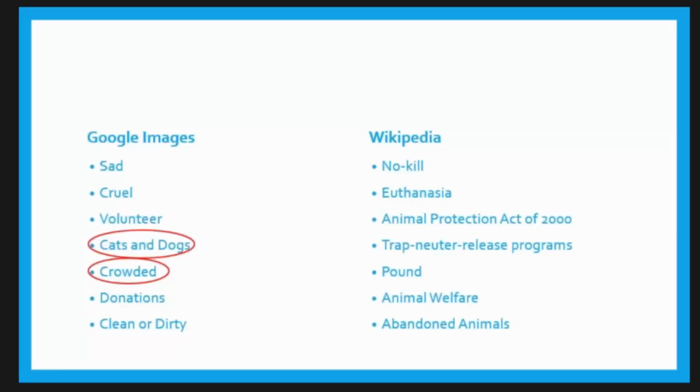So building on that knowledge and our Google image keywords, I start thinking, well, maybe this excess of animals is directly related to animal welfare both in the street and in the shelter. So I noticed on the United States section of our Wikipedia article that there's something called a trap, neuter, release program. So I add that to my list as well. So now my keywords are cats and dogs, crowded, animal welfare, trap, neuter, release program.